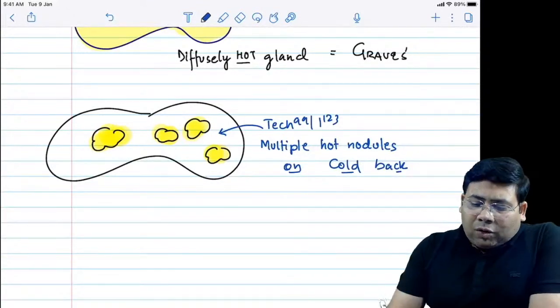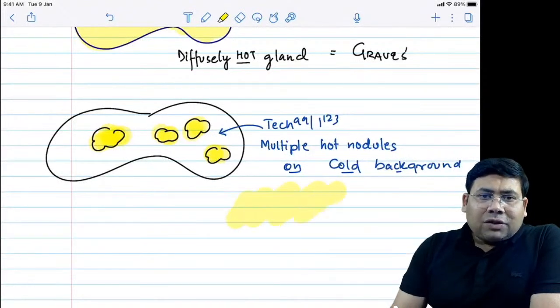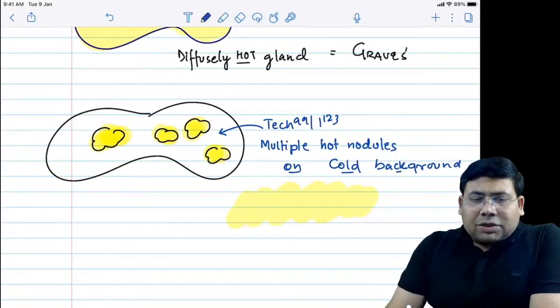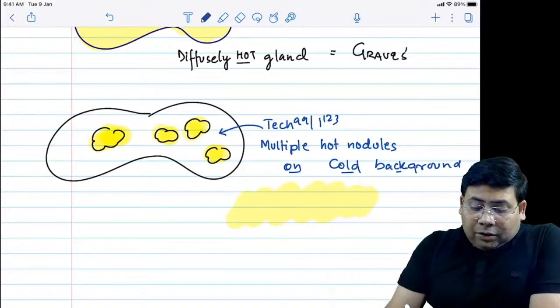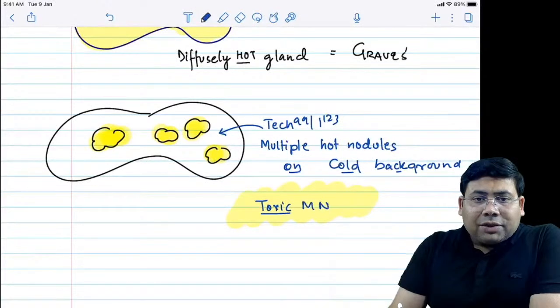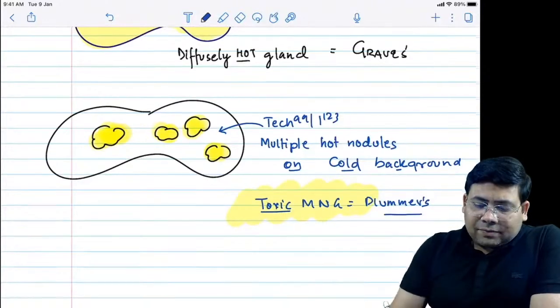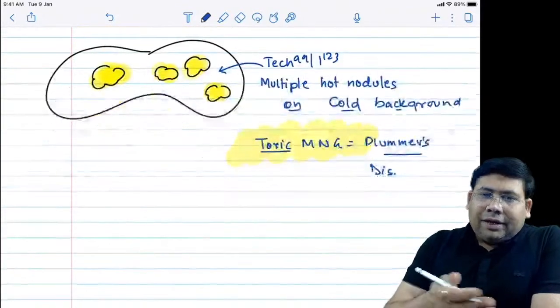Anyways, so on a cold background you get to see multiple hot nodules. What is this? This is toxic MNG, which is also known as Plummer's disease. Is that clear or no? And next, I have told you.